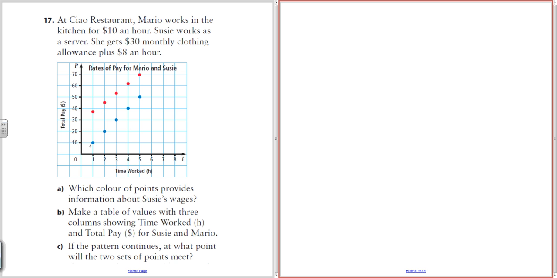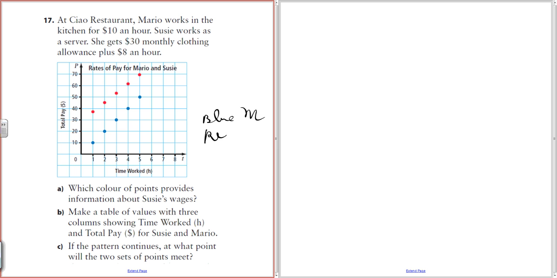Well, if we look first at the blue one, we have to take notice of what these actual axes are telling us. This is hours worked. We have 1 hour, 2 hours, 3 hours, 4 hours, 5 hours. So if we look at this blue dot here, 1 hour worked, it says it was $10 an hour. And if it was 2 hours worked, it was $20. And if it was 3 hours worked, it was 30. And that seems to be what Mario makes per hour. So the blue is actually Mario.